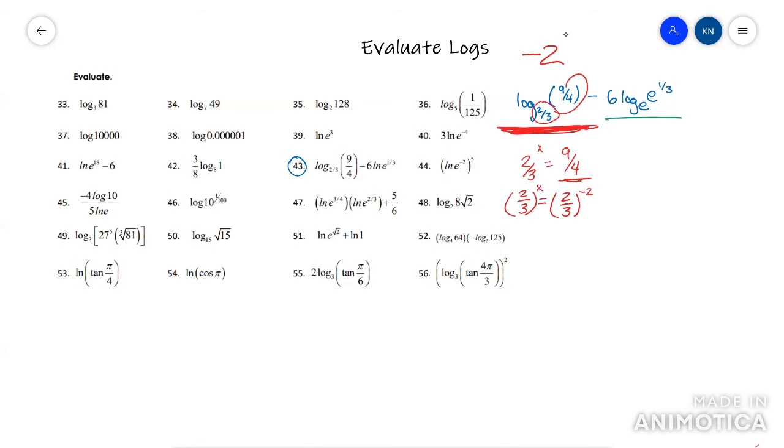Now let's do this green section. Focus on just this part first. So you're going, e to the something equals e to the 1/3.